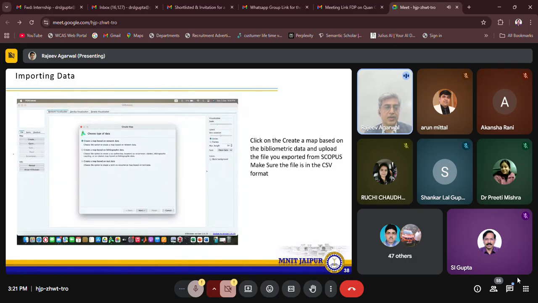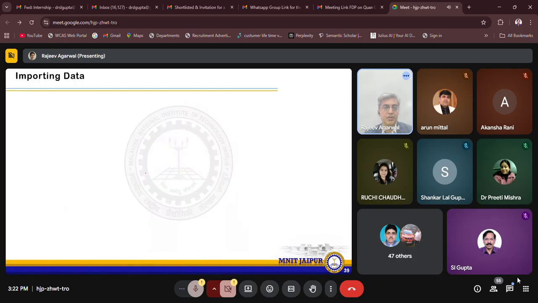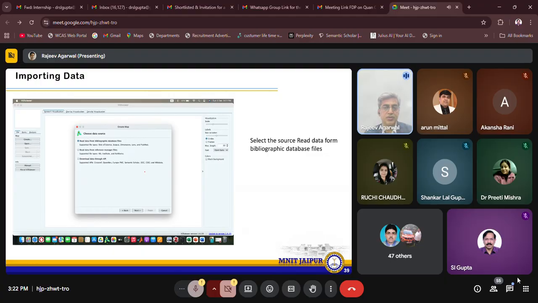As I click this Create button, three options will pop up: create a map based on bibliometric data, create a map based on text data, or create a map based on network data. If you want co-authorship, keyword occurrence, and those things, choose bibliometric data. I am interested in bibliometric data from a database, so I click Next.